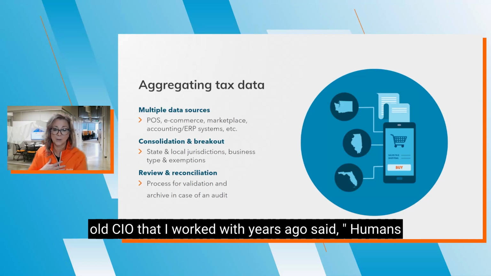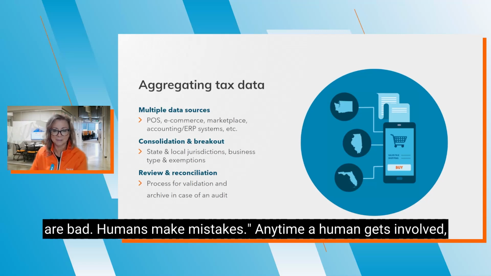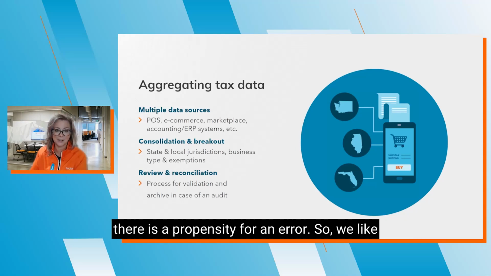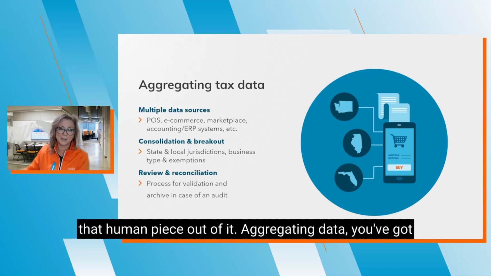An old CIO that I worked with years ago said, humans are bad, humans make mistakes. Anytime a human gets involved, there is a propensity for an error. So we like this ability to be able to automate it, to take that human piece out of it.